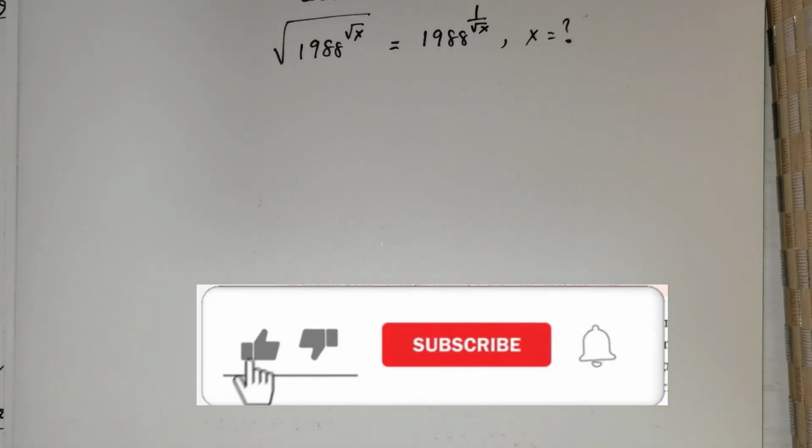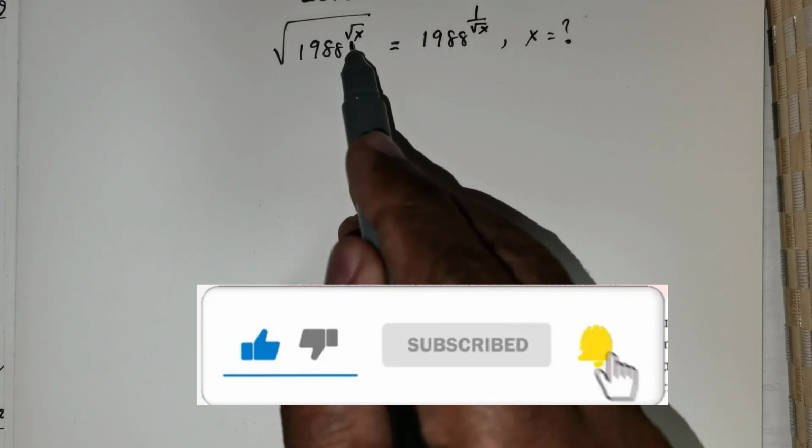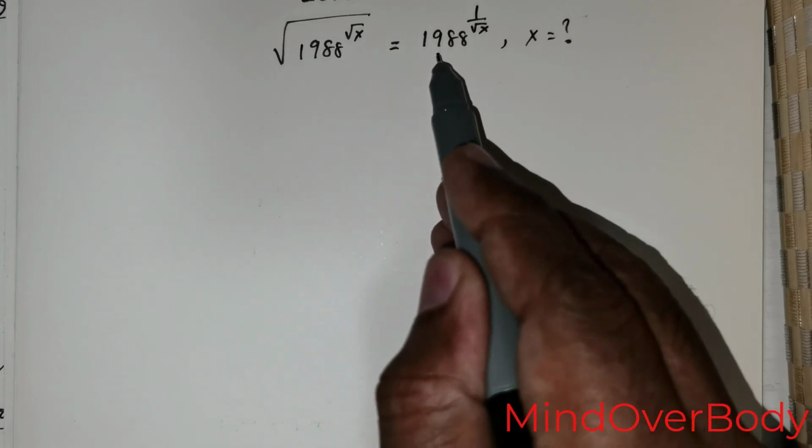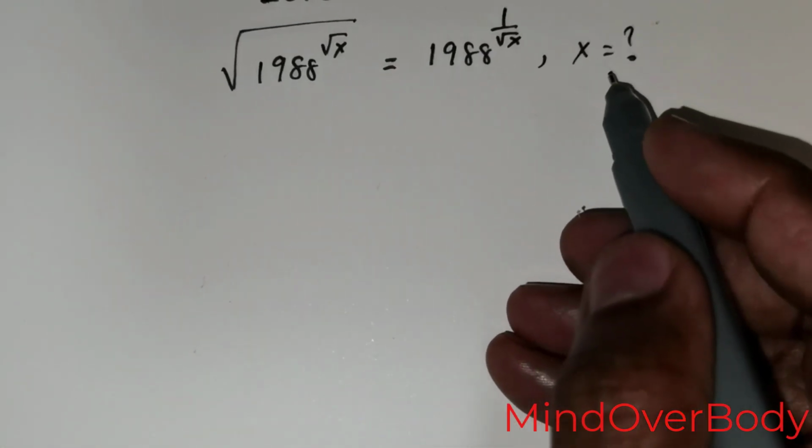Welcome students, we are given this question: the square root of 1988 raised to the power root x is equal to 1988 raised to the power 1 over root x. You are expected to find the value of x.